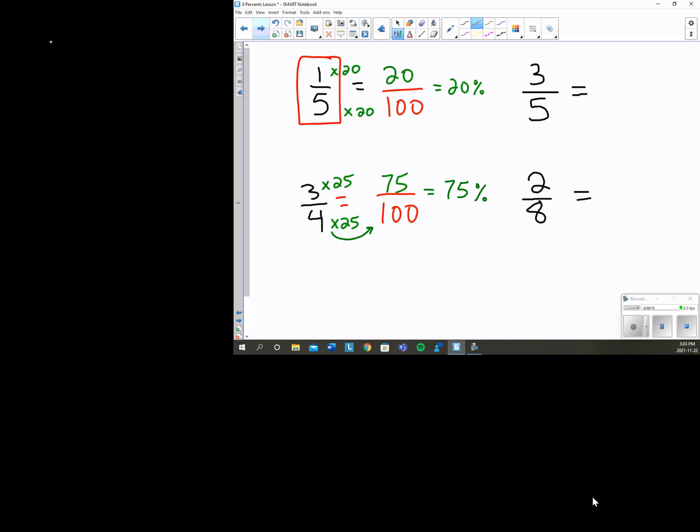3/5 is the same thing as 1/5. So let's just do that quickly. You're going to times that by 20 and times it by 20, and that's going to be out of 100. Then 60 out of 100, which is 60%.